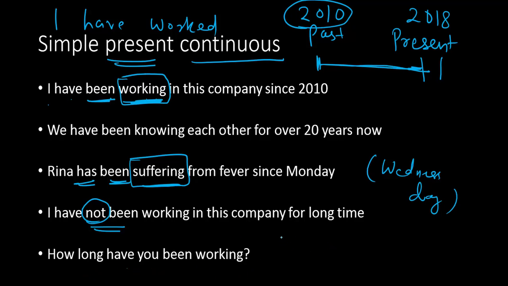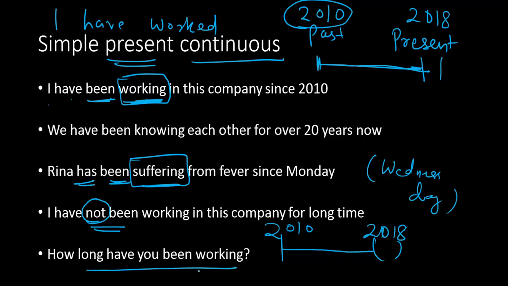That means somebody has been working since the past. It's still continuing, right? Let's say somebody started in 2010. In 2018, you are asking him questions. For how long have you been working? He's still working with the company. It's still not the end for him, and he started somewhere in the past. So in that case, you ask, how long have you been working? Or how long have you been eating?